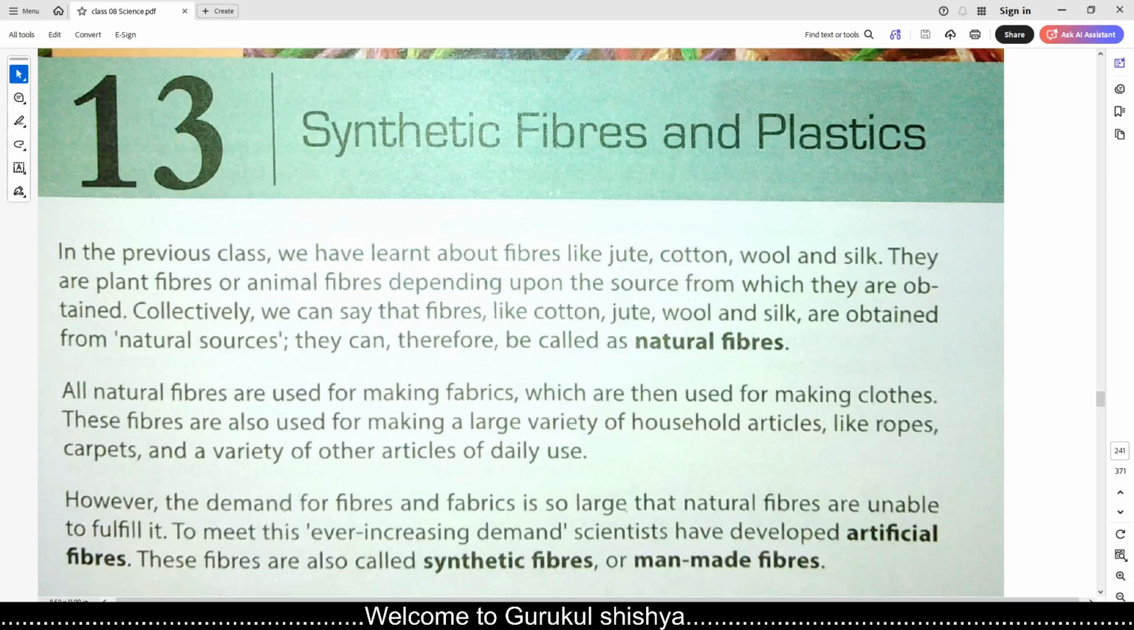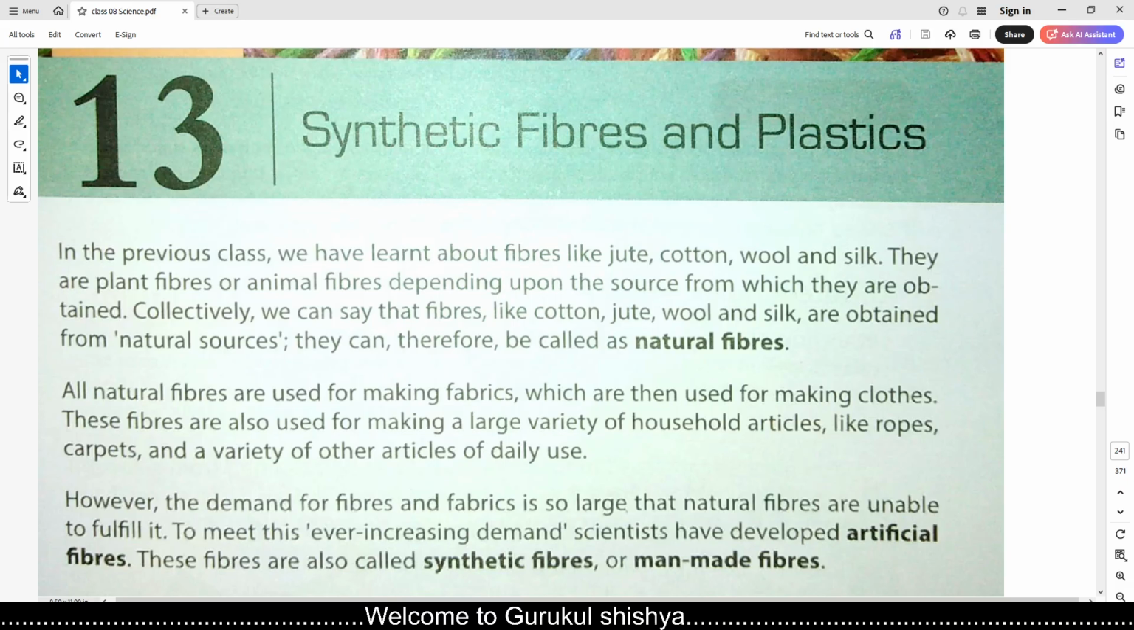Good morning, everyone. So, today we are going to read chapter number 13, Synthetic Fibers and Plastic. In the previous class, we have learnt about fibers like jute, cotton, wool, and silk. They are plant fibers or animal fibers depending upon the source from which they are obtained. Collectively, we can say that fibers like cotton, jute, wool, and silk are obtained from natural resources. They can therefore be called natural fibers.